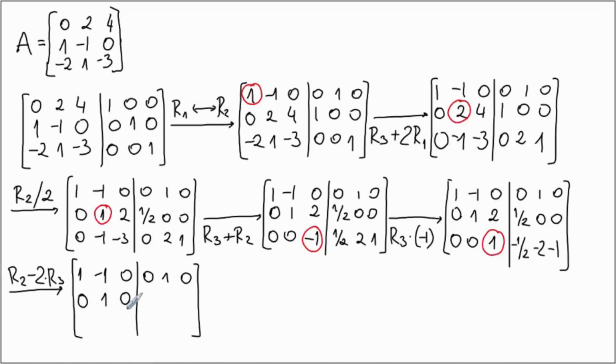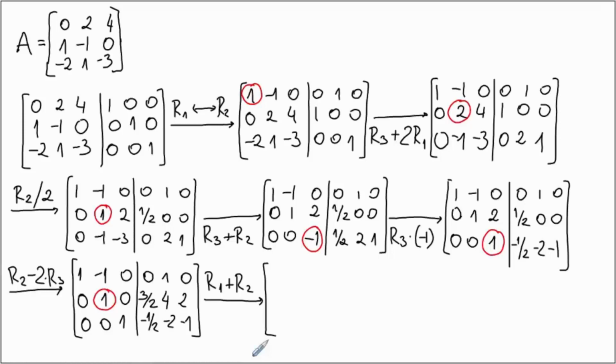A half minus 2 times -half gives us 3 halves. 0 minus 2 times negative 2 makes it a 4. And 0 minus 2 times negative 1 makes it a 2. And the third row remains unchanged. Okay, and then one more step. Next pivot, one entry to eliminate right above it, the negative 1 in row 1. So R1 can be simply changed by adding to it R2.